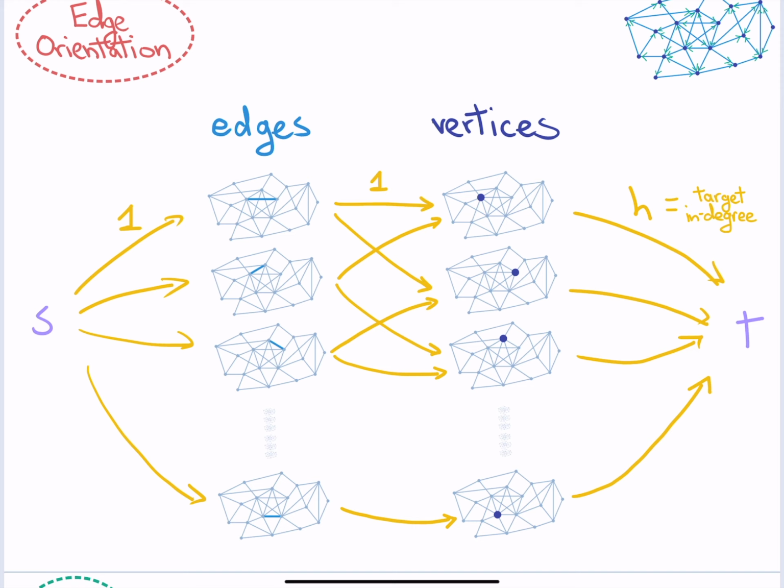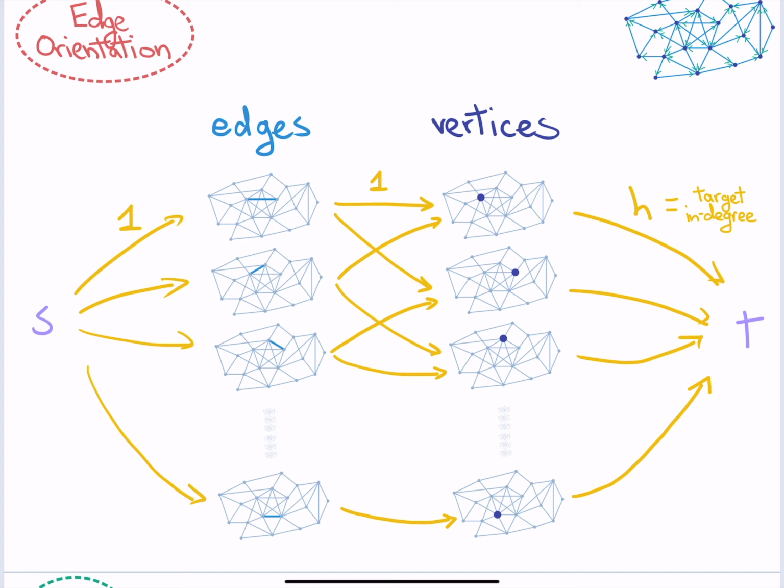We create a bipartite graph. On one side, I have one vertex representing each edge in the graph. On the other side, I have one vertex representing each vertex in the input graph. And I draw edges saying this edge can be assigned to one of the two endpoints. On the right, there's a capacity of h, so the capacity of 1 on the left is saying each edge I want to assign to one of the two, and you get to assign 1. And on the right, the h is saying each endpoint can only have h edges pointed in.